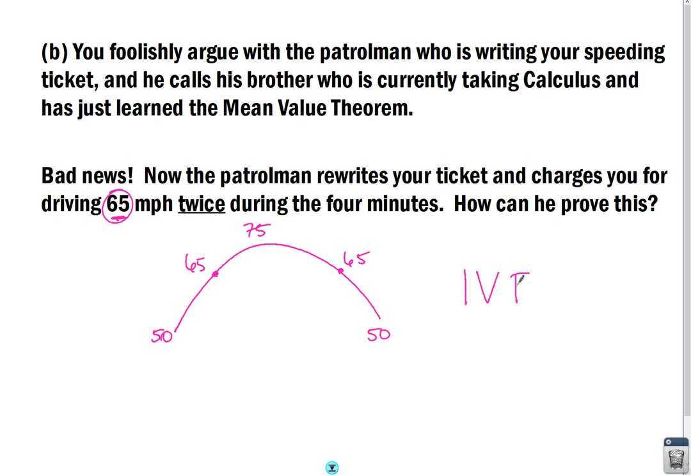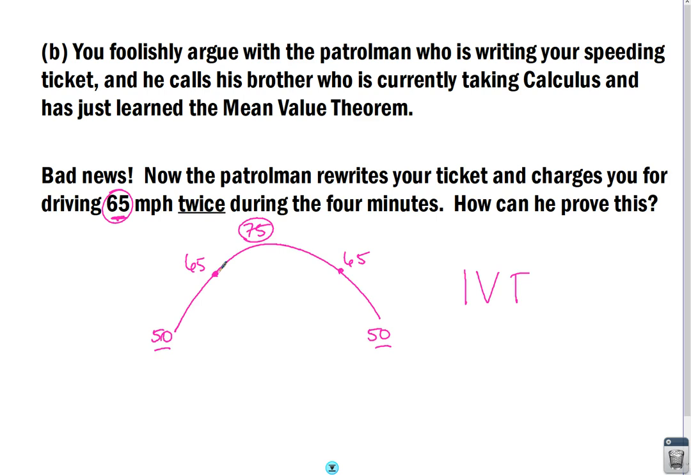IVT, the intermediate value theorem. Because your speed is continuous, and you know that you went 50 at the beginning and you're going 50 at the end, but he just proved using the mean value theorem that you were going at least 75 at some point. You were actually probably going a lot faster than that, but you know what? Semantics. We're not going to go into that. But because you foolishly argued with the guy, he'd be like, hey, you were going 75, but instead I'm going to write you 2 tickets for going 65 miles per hour twice, because if you were going 50 at the beginning and the end and 75 somewhere in the middle, you had to have gone through 65 at least 2 times.